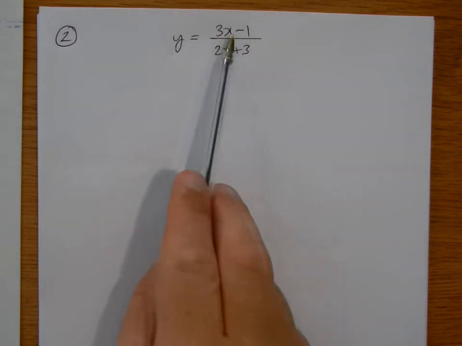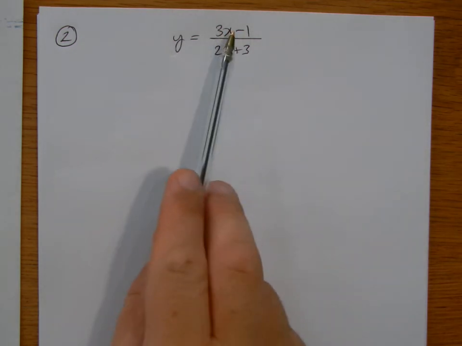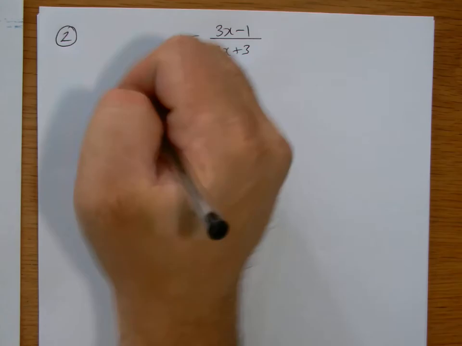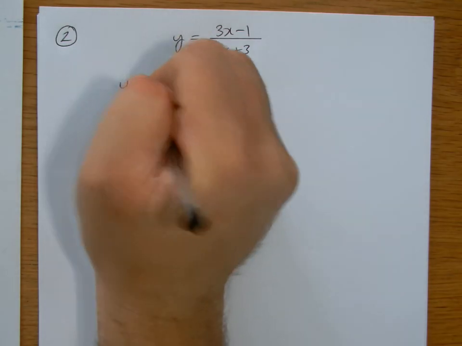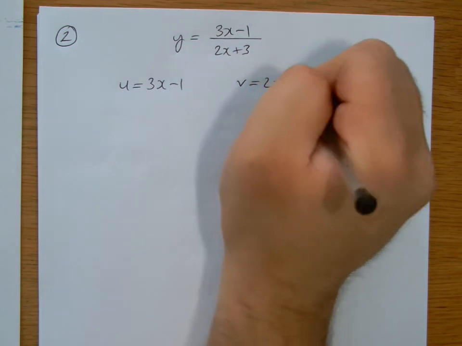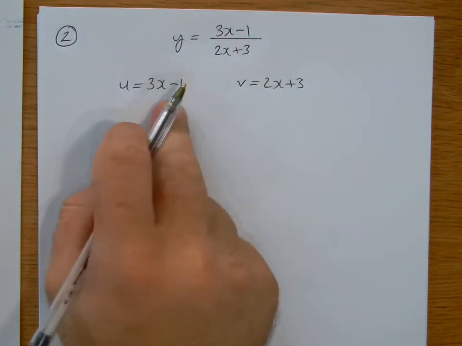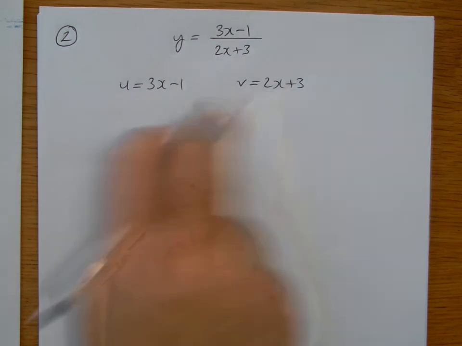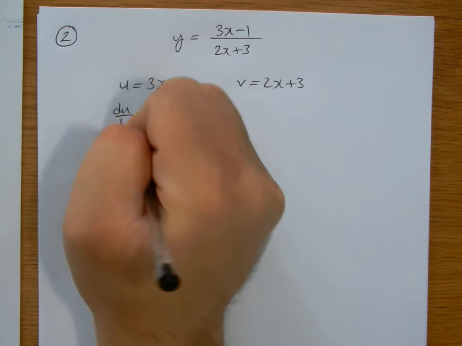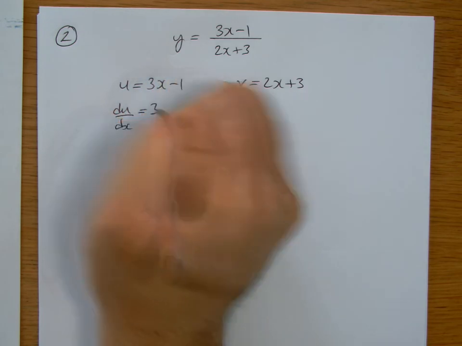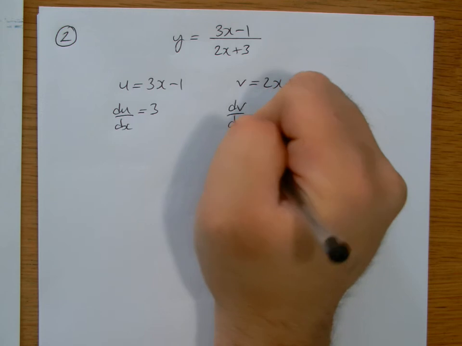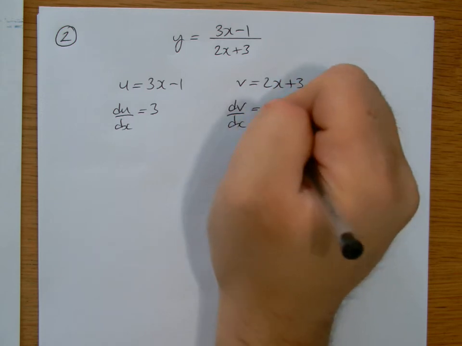Okay, so we have another quotient function here, with a numerator and denominator. The numerator there we call u, and the denominator we'll call v. Just like before, we're going to find the derivative of this and the derivative of that. So differentiate this, you get du/dx is 3. Differentiate this, dv/dx is, well, that just becomes 2, doesn't it?